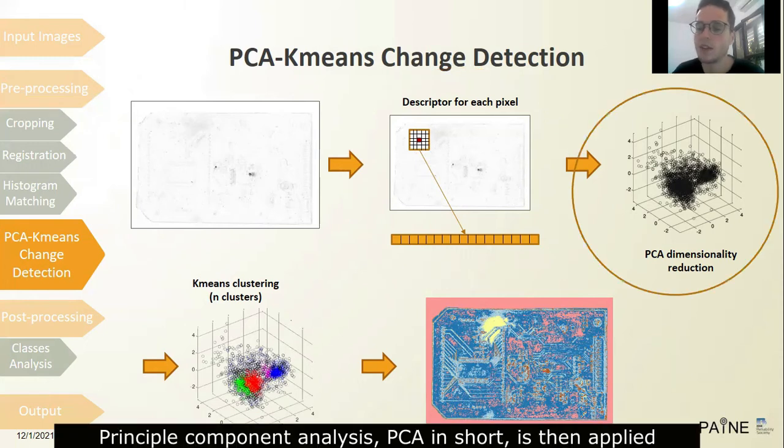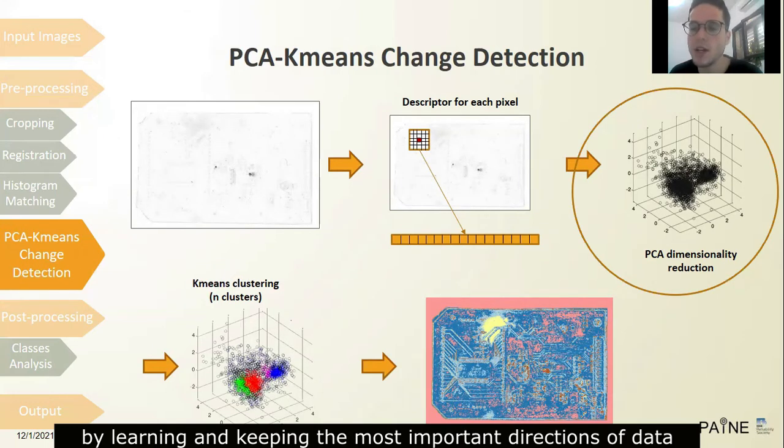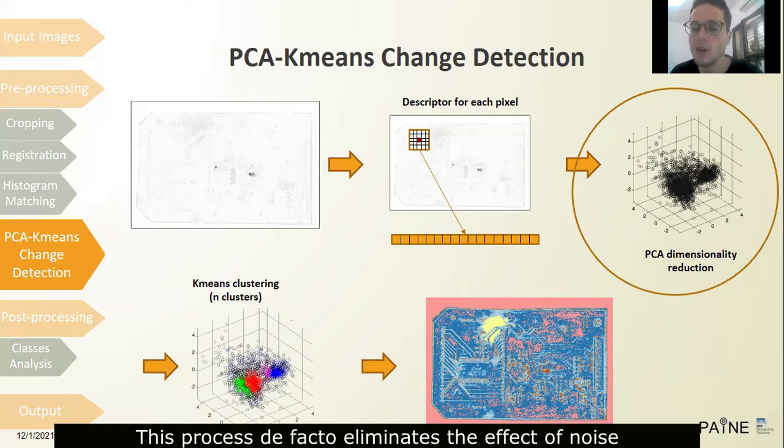Principal component analysis, PCA in short, is then applied on this set of descriptors to reduce its dimension by learning and keeping the most important directions of data. This process de facto eliminates the effect of noise and keeps the significant data for each pixel.